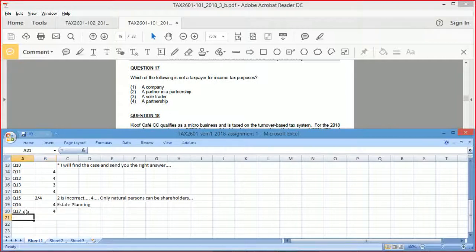A partnership, sir. 100%. Yeah, a partnership isn't a separate taxable entity. Nice. The rest are. Yes, sir.